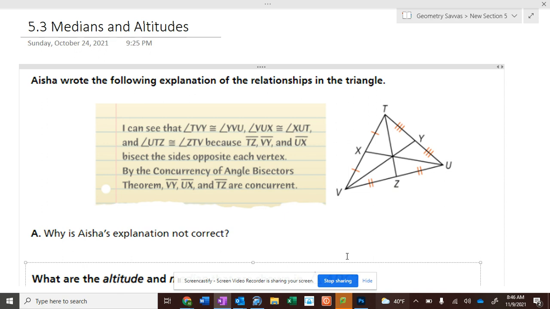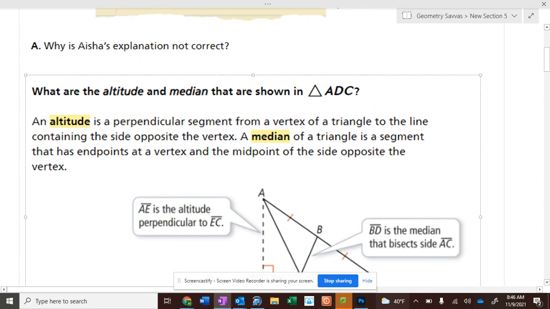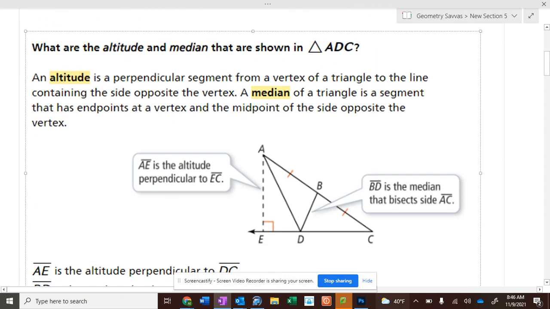Now, are the angles marked in there or not? No, the angles are not marked. What's marked is the sides. So if angles are not marked, can you assume that they're congruent? And the answer is no. Okay, so she's assuming things are congruent that really aren't congruent.